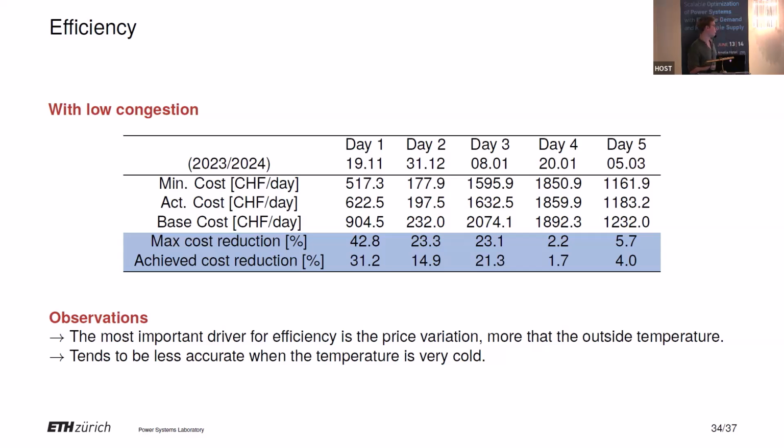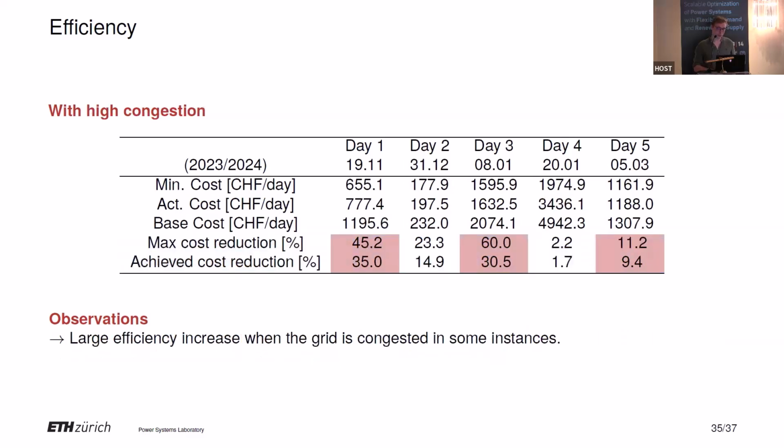Some key observations here is that the most important driver for efficiency was price variation more than outside temperature. So of course, it is when price variation is the highest that we have the highest benefit in doing this kind of flexibility activation. It tends to be less accurate when the temperature is very cold, so it tends to deviate a bit more from the max cost reduction. But those are the main observations.